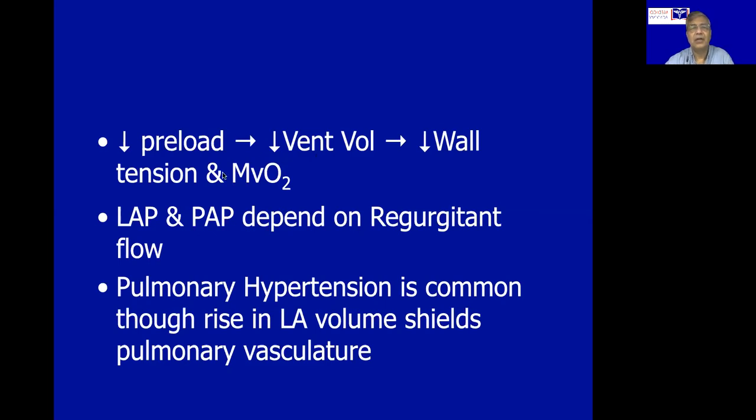Left atrial pressure and pulmonary artery pressure depend on the regurgitant flow. So the more the left atrial pressure, the more the pulmonary artery pressure, that means the regurgitant flow is more. Pulmonary hypertension is common, though the rise in the LA volume shields the pulmonary vasculature, just as it does in mitral stenosis.